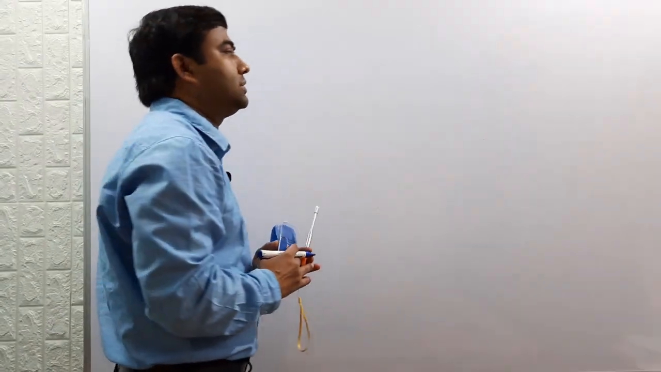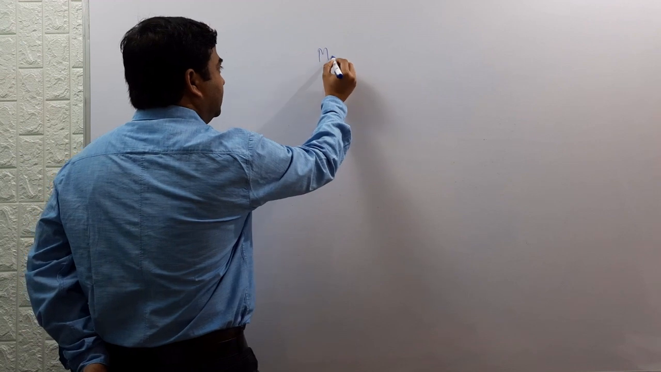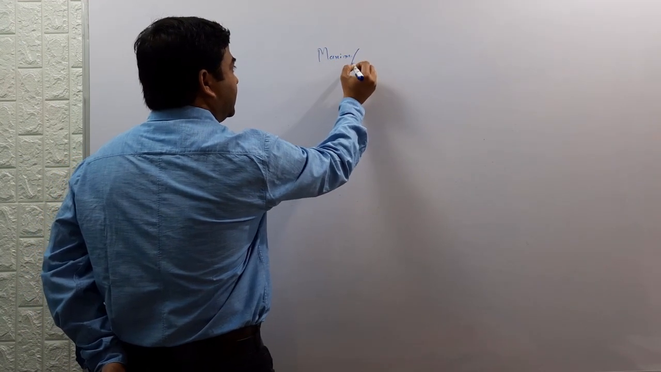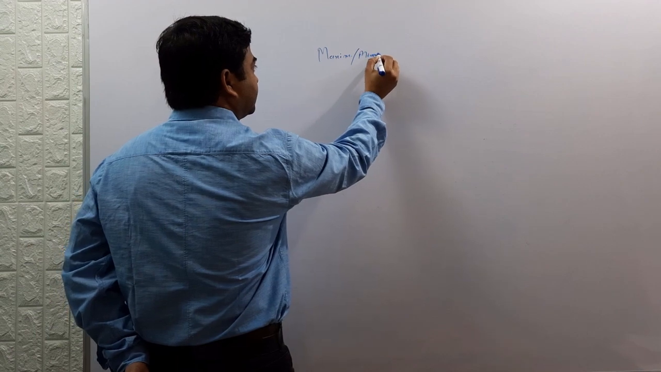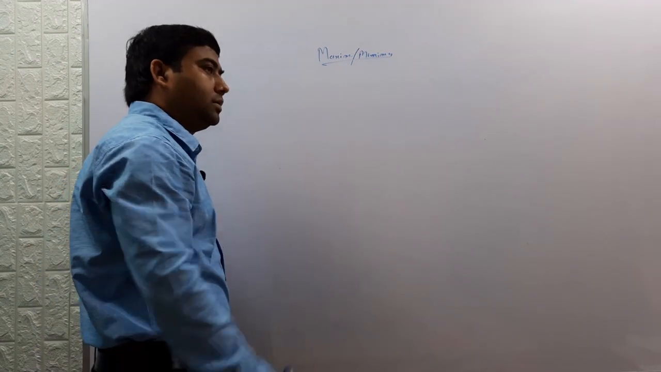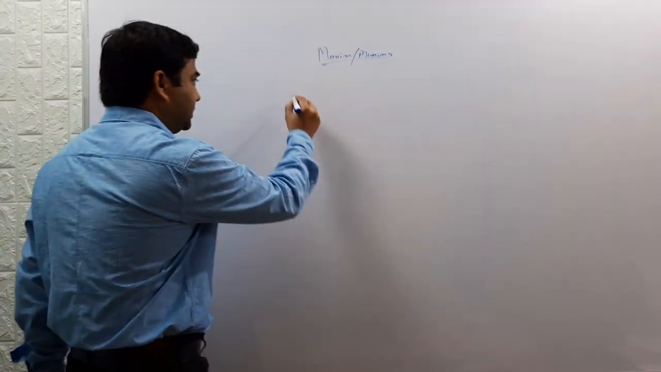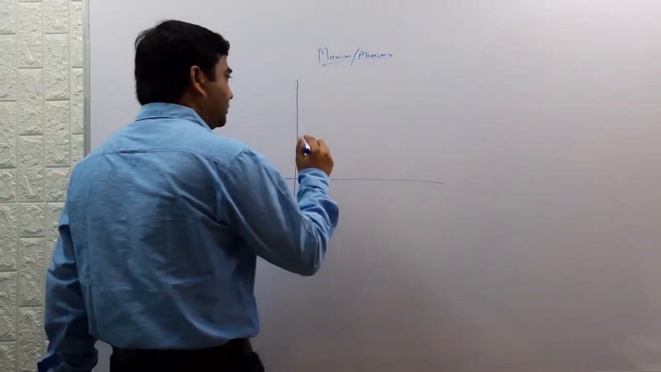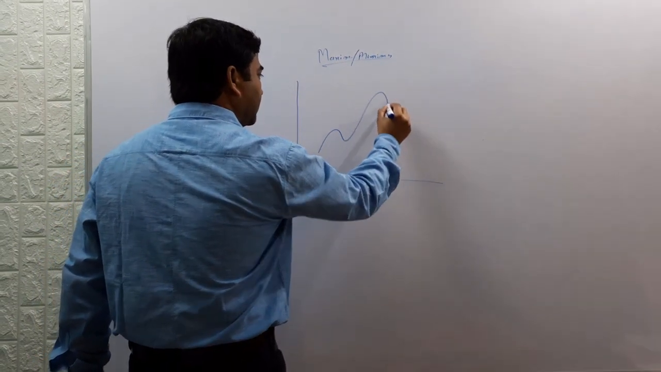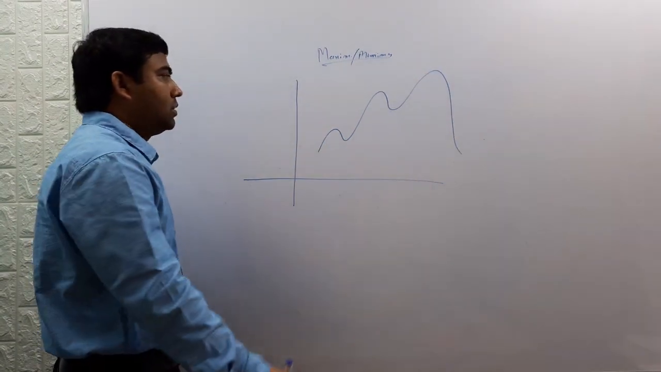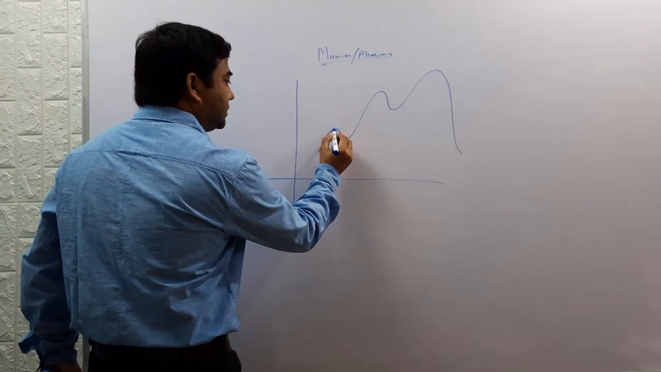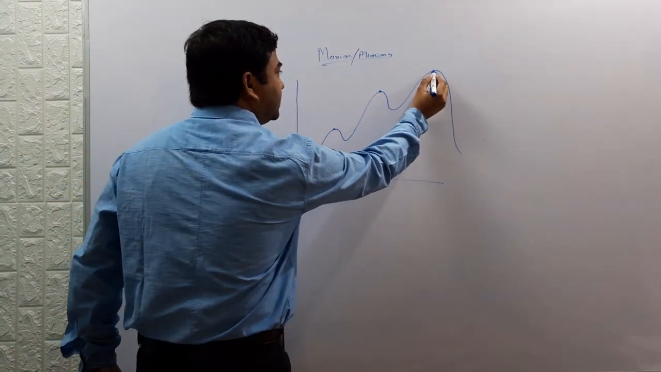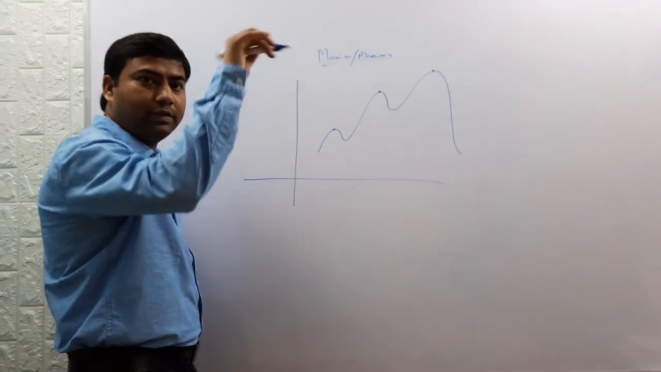Next topic is maxima and minima. Maxima and minima is nothing but an extension of increasing and decreasing functions. So what is this? Let there be a function. At these points, you can see, these are called turning points, where the trend of the function changes.